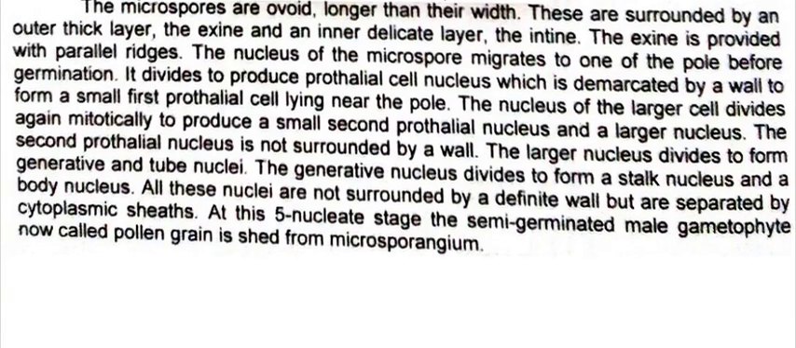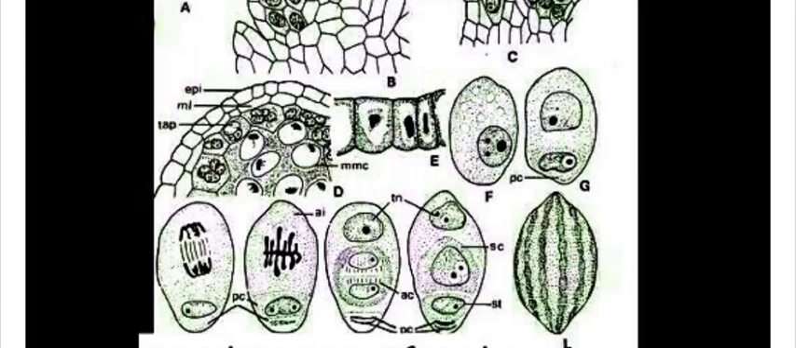We can see here the diagrams for the germination of the microspore. This is the microspore. The nucleus has been shifted to one pole. This is the first prothallial cell and the large nucleus. Then the second prothallial nucleus is produced, and the larger nucleus. This larger nucleus divides to produce the tube nucleus and the generative nucleus or antheridial cell.